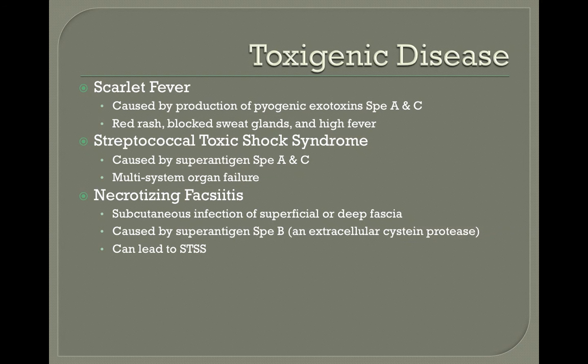Scarlet fever is caused by the production of pyogenic exotoxins A and C. It causes a red rash, blocked sweat glands, which give a textured appearance to the skin, and high fever. Streptococcal toxic shock syndrome is also caused by superantigens A and C, but this is multi-system organ failure, low blood pressure. This has a 70% fatality rate. It's very similar. It can come on very quickly in a matter of days.